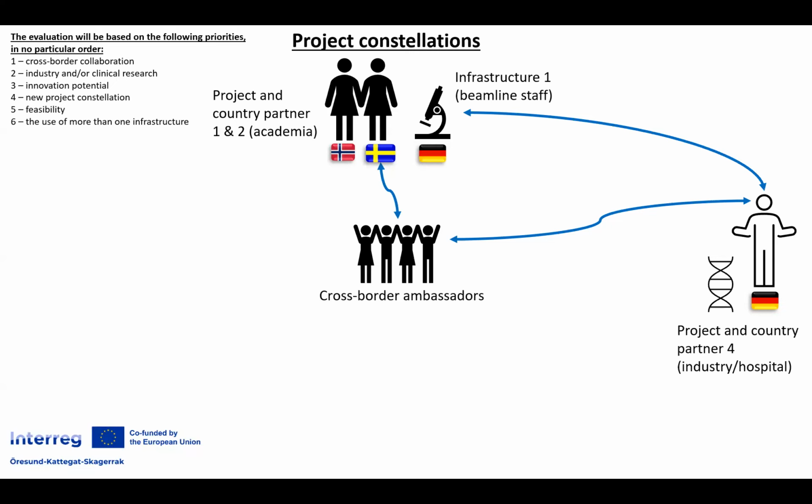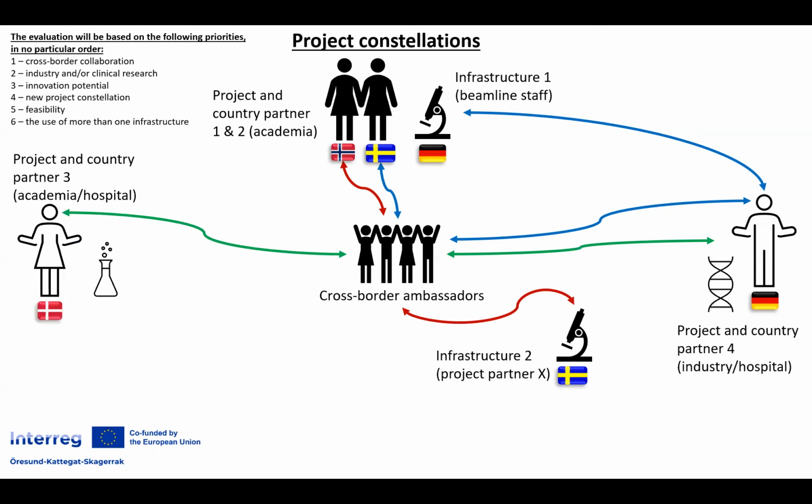This will, of course, then strengthen the application. Or it could be that the beamline staff at infrastructure one might have a person in mind, so maybe they can also recommend a person. So feel free to interact with us cross-border ambassadors or even speak with the infrastructure. And then, speaking with us, it could also be that we see potential in these two project partners using another infrastructure in another country, which would strengthen the application even further.